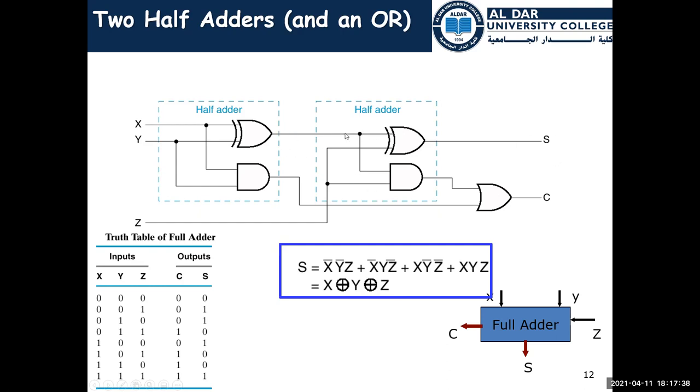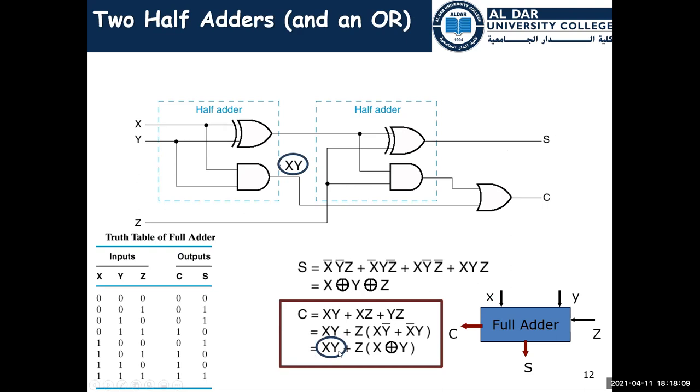Yes, we use the XOR here between X and Y together with Z to have this component in the AND and enter it to the OR gate, together with the X and Y AND, to the OR gate to obtain the carry. Okay, so this way we can have the implementation of the full adder using two half adders.